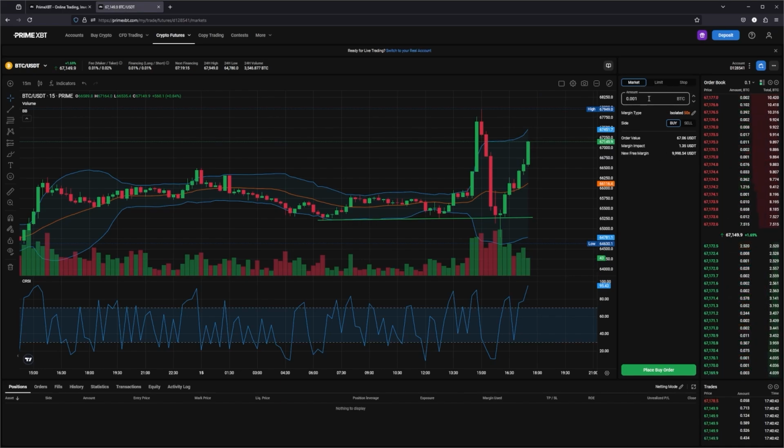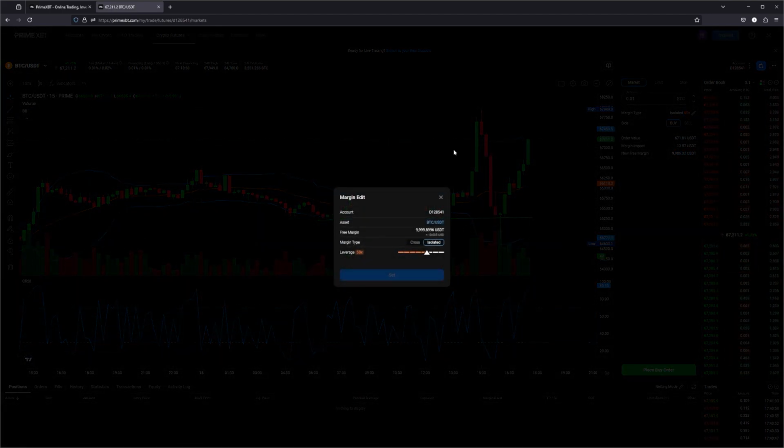So we of course can look to place a trade on Bitcoin here. My account is in a Bitcoin balance, but you of course can be running this through USD. For example, if we put a trade on 0.01 Bitcoin here, we can see the order value, margin impact, new free margin, and of course we can adjust.